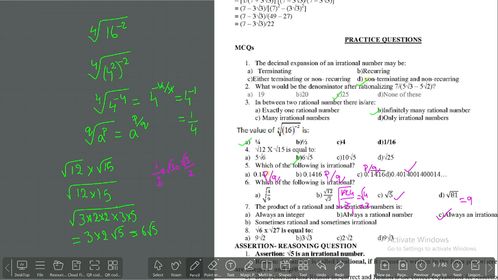Next, root 6 into root 27 is equal to, anybody? Root 6 into root 27 is equals to root of 6 into 27. Anybody? 6 7s are 42, 6 2s are 12, 162. Something more than that it will be. Like 3 into 2 and 3 into 3 into 3. That means 1 3 as well as another 3 and root 2 is equals to 9 root 2 is the answer. Right? Okay. Next, I think it is over from this side. Next.